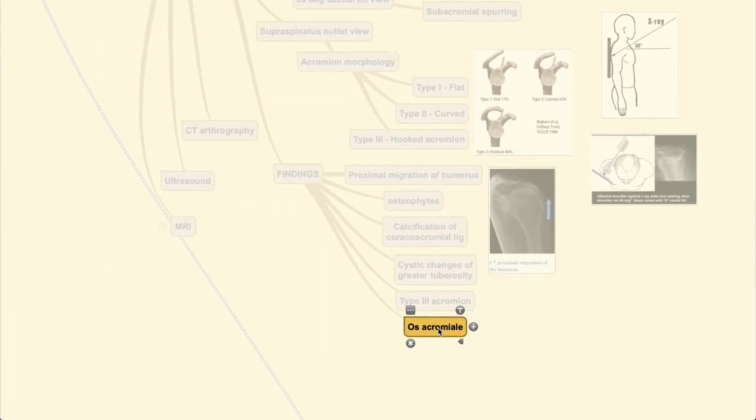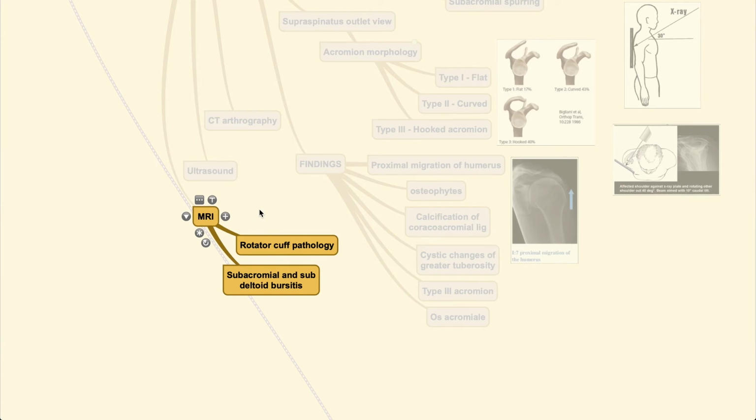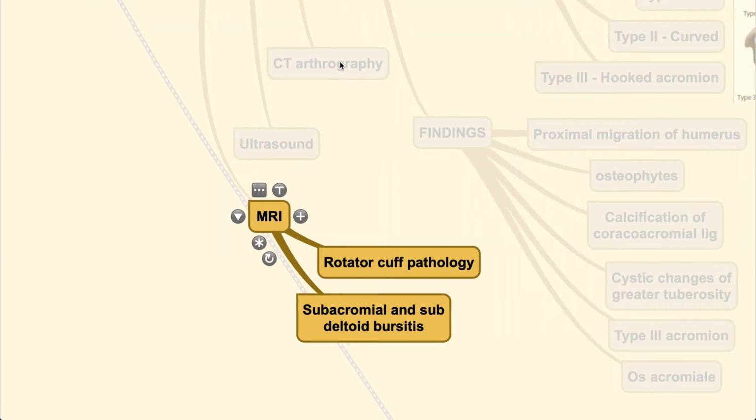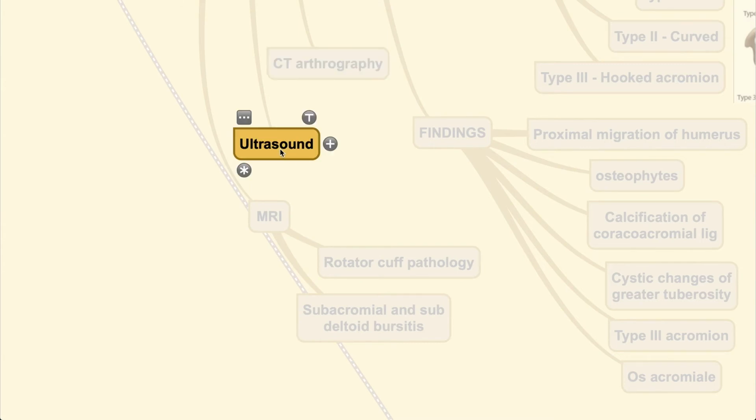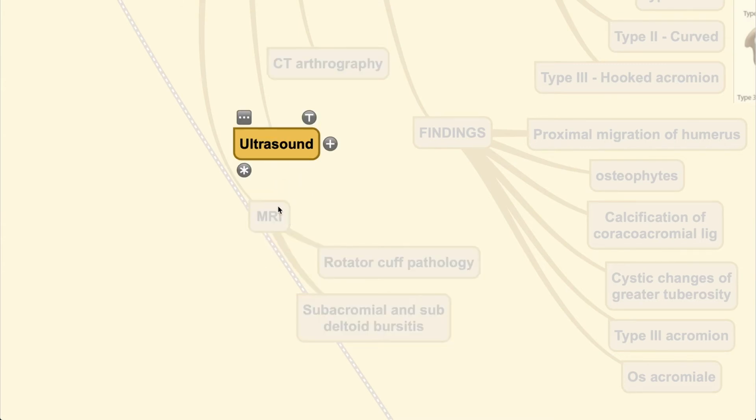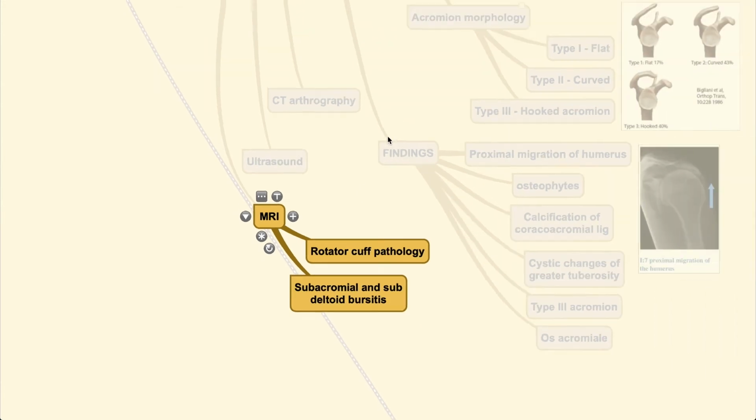Now all of these findings may point out that the patient has an impingement syndrome, but other methods of imaging could also be useful, such as a CT arthrography, the ultrasound to evaluate the quality of the tendons, or also MRI to further seek out any rotator cuff pathology or any bursitis at the subacromial or subdeltoid region.